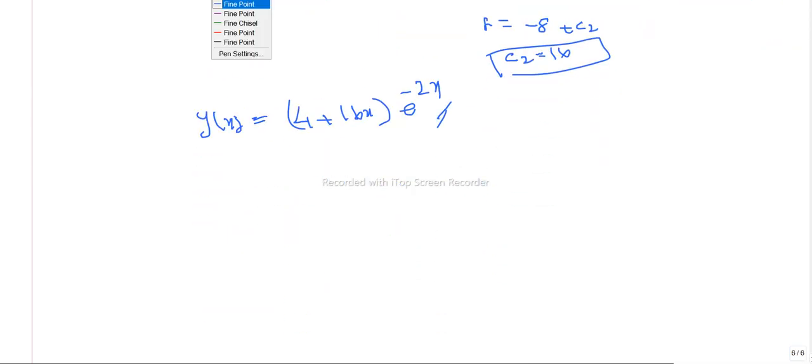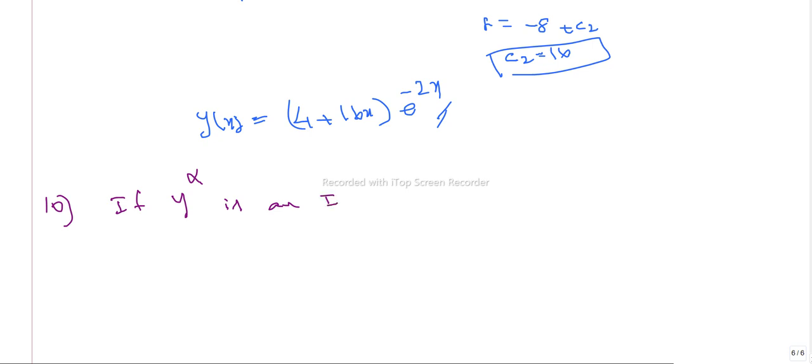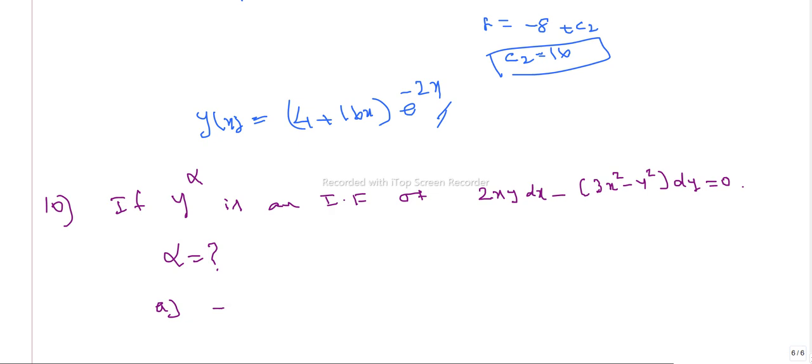I think 9 or 10 something. Suppose if y power alpha is an integrating factor of the differential equation 2xy dx minus 3x square minus y square into dy equal to 0. It is given that y power alpha is an integrating factor. Now what is the value of alpha? The first option is minus 4, third option is minus 1, and then 1.